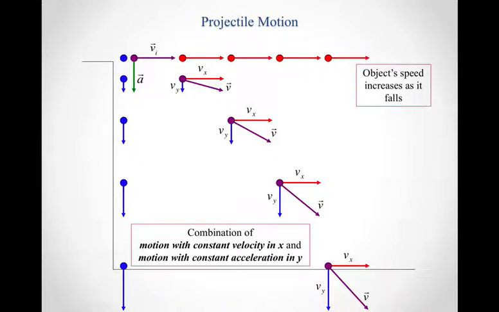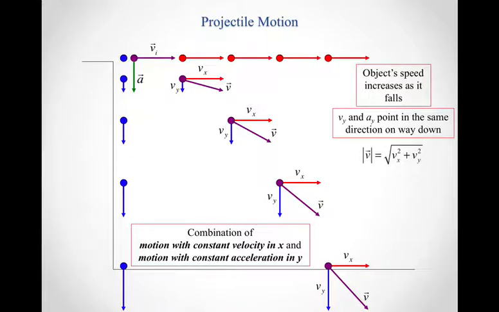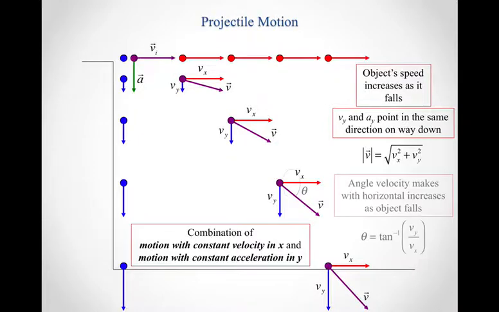The object's speed is going to increase as it falls, which again tells me that the y components of the velocity and acceleration point in the same direction on the way down. If I want to figure out what that speed is, I get to Pythagorize. So here I have two non-zero components. To figure out the magnitude of the velocity vector, I'm going to take the x component squared plus the y component squared, take the square root. That'll tell me what the speed is. And the x component doesn't change. The y component gets bigger as the object falls downwards.